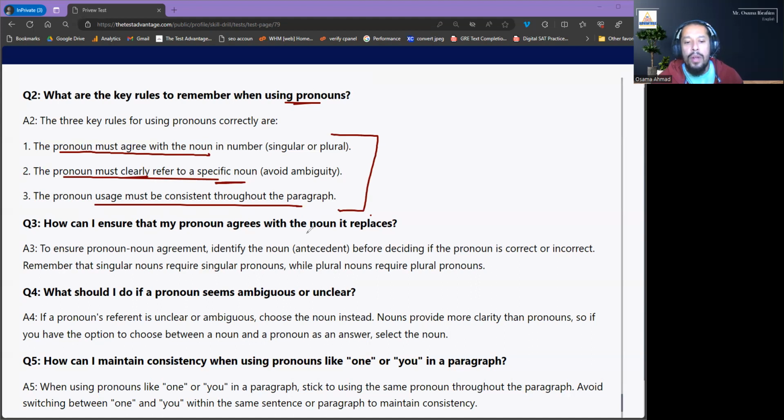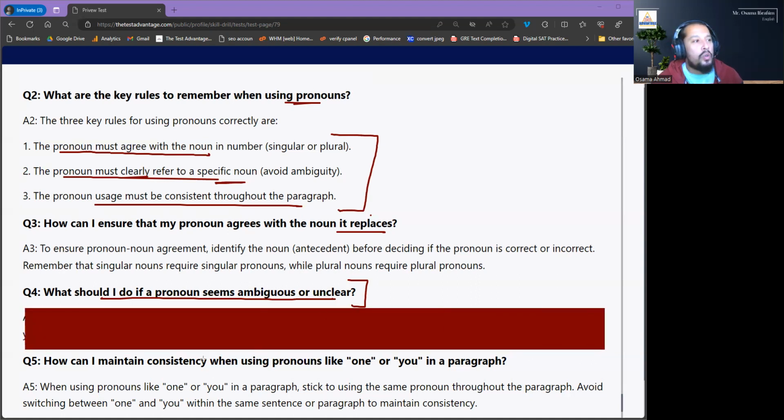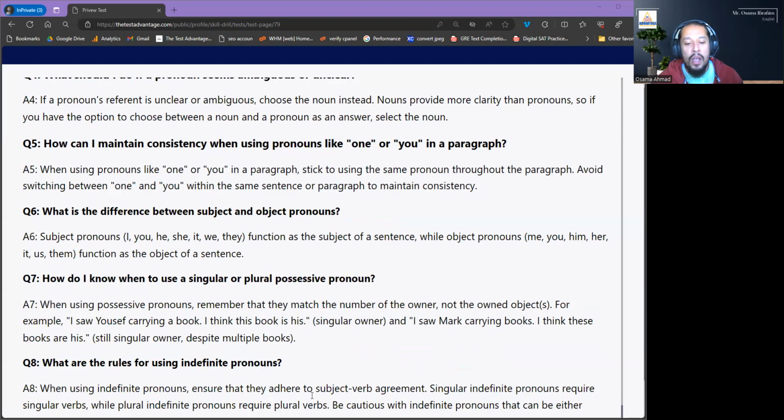How can I ensure that my pronoun agrees with the noun it replaces? Find it, identifying it. What should I do if a pronoun seems ambiguous or unclear? So if a pronoun is ambiguous or unclear, what do I do, Layan? What is the option I look for? The name. Thank you, Mrs. Layan. Okay. Right? So be very, very sure that you follow that.